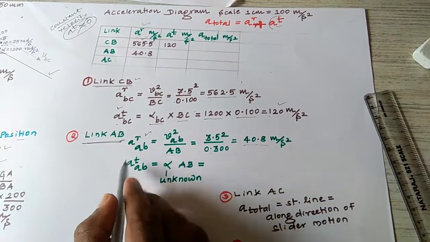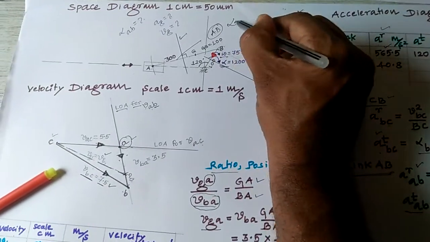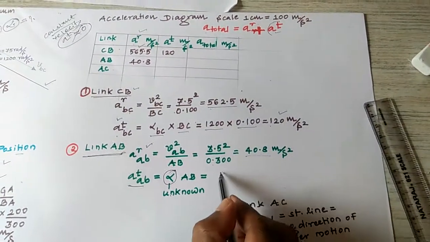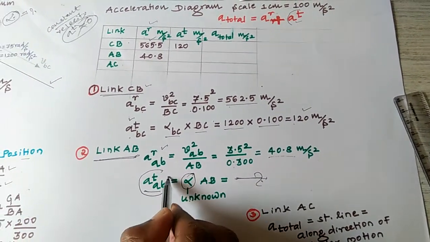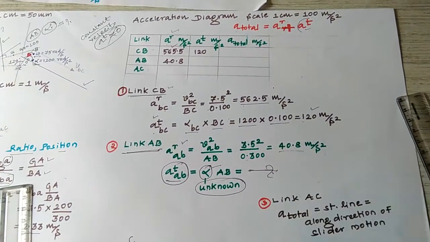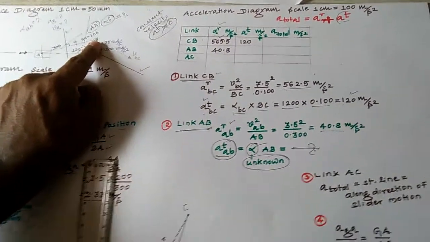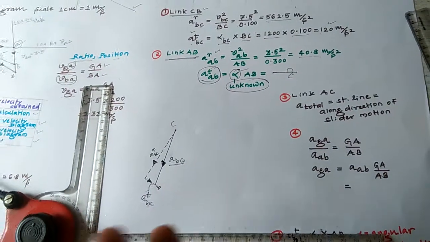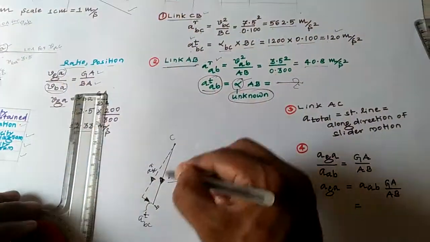Then the tangential. If you go for the tangential of the link AB, they are not given any angular acceleration. You don't know about this one, so you cannot find it, because they are not given any tangential acceleration of the link AB. This is unknown. Okay, then first I'll go for the radial acceleration. Where do you have to start? You have to start from B. B is already known. First, at least you need one of the total accelerations. From there only you have to start.